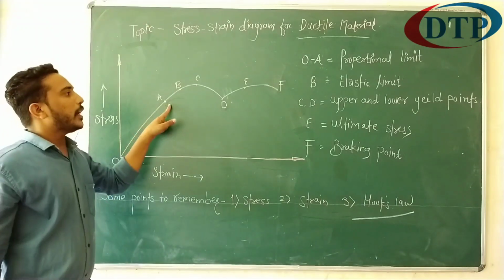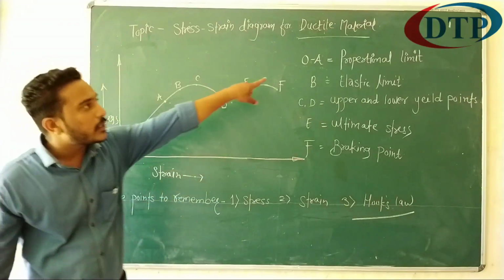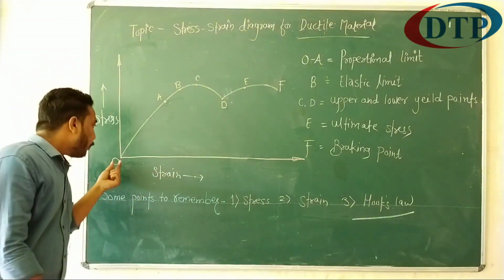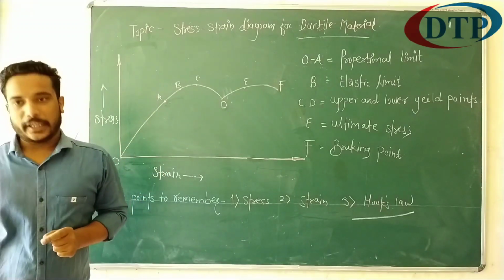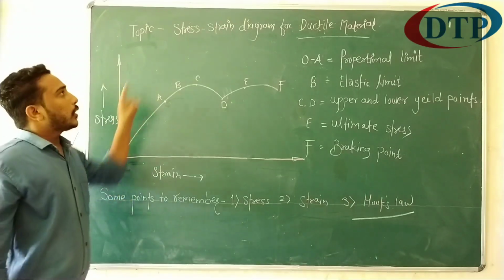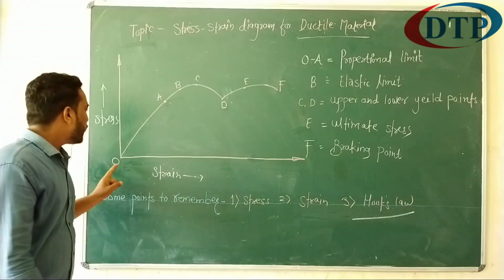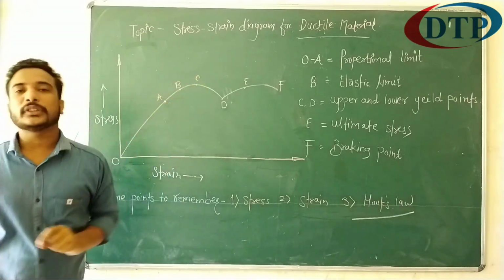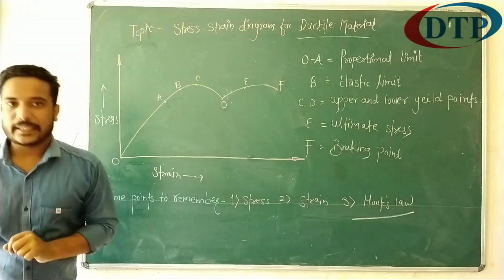From point O to A, that region is called as a proportional limit. That point is called as a proportional limit because from point O to A, stress is directly proportional to strain. So up to point A, the ductile material curve follows the Hooke's law. So this region is called as a proportional limit. Okay, after point A, B is the elastic limit.